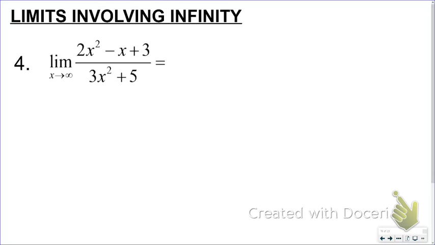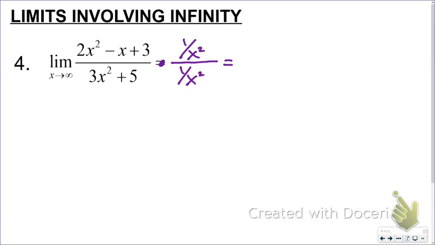All right, limits involving infinity. Okay, so at least for the time being, we're going to show work for how we evaluate limits involving infinity. And the work that you show is dividing by the highest power of x in the denominator. The highest power of x in the denominator is x squared. So I'm going to divide every term by x squared, or you can think of it as multiplying every term by 1 over x squared.